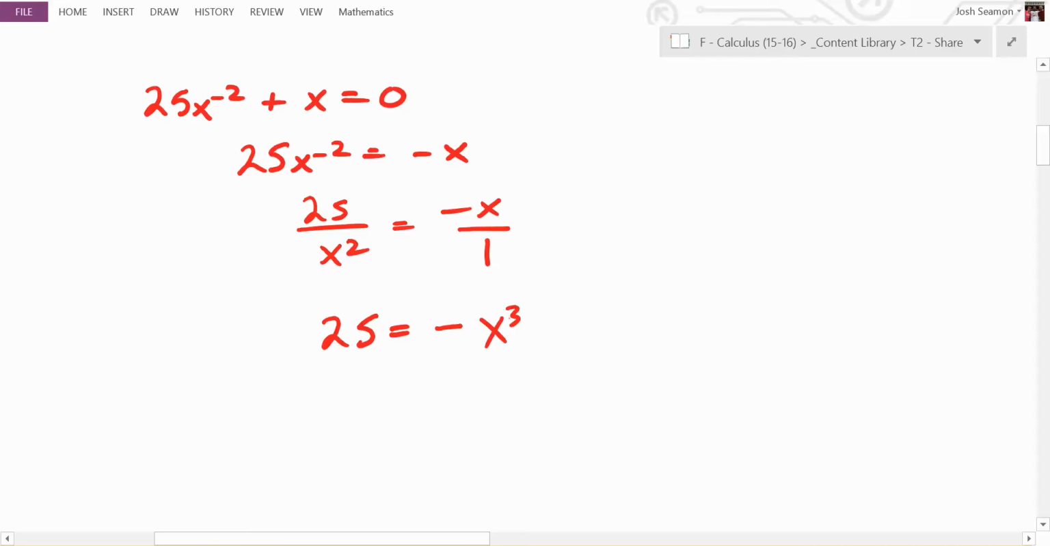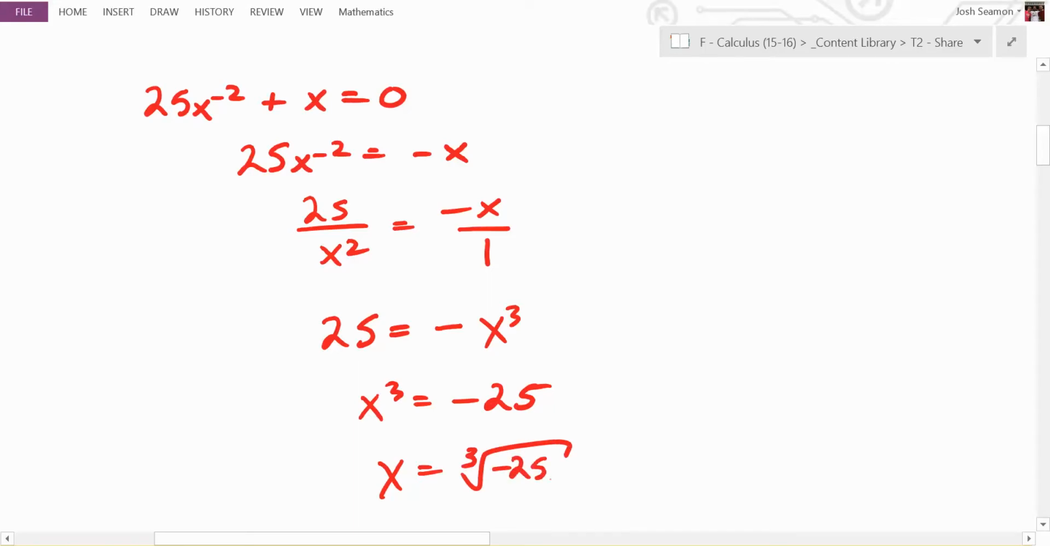What should I do now, everybody? Yeah. Well, you can just move the negative over. Yep. So you get x cubed is equal to negative 25. And we're just about done. Take the cube root of both sides. So you have x is equal to the cube root of negative 25.